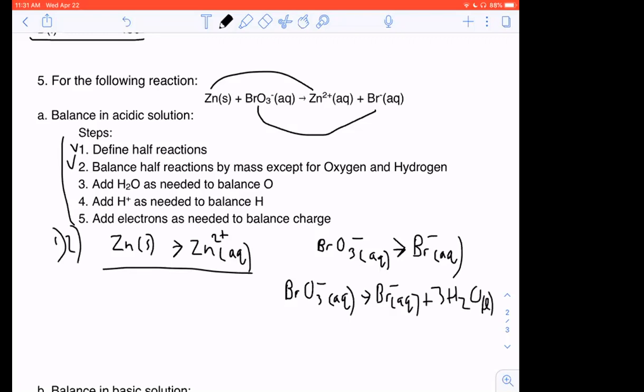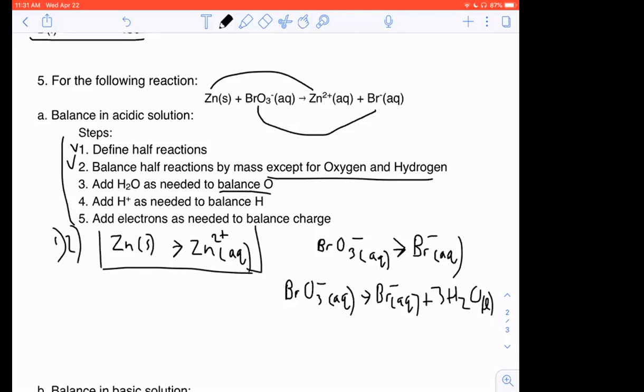So looking at that, now everything is balanced except for hydrogens. So we've balanced everything for mass except for oxygen and hydrogen. We've now balanced everything for oxygen. Now what we have to do is for every water we add, we have to add hydrogens to the other side to make those two things equal each other. Once again, this reaction we actually didn't change at all. So for now, this one is still good. It's balanced for everything except for charge.